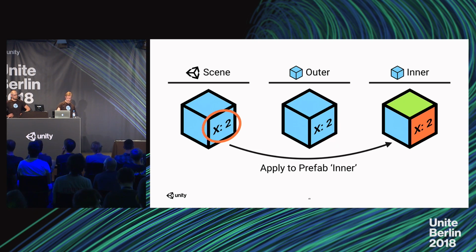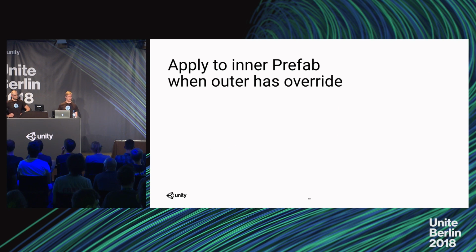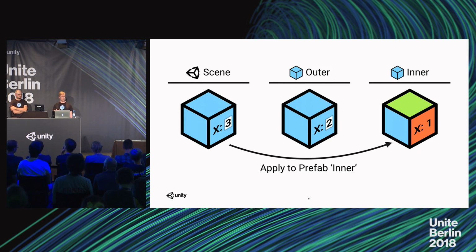Now let's get to the most complicated case, which is, again, applying to the inner prefab, but where the outer prefab has an override already. So in this case, the outer prefab asset has an override on its instance of the inner prefab of 2, but also the instance of the outer prefab in the scene has an override to the same property where the value is 3. And now we apply this override of 3 all the way to the inner assets.